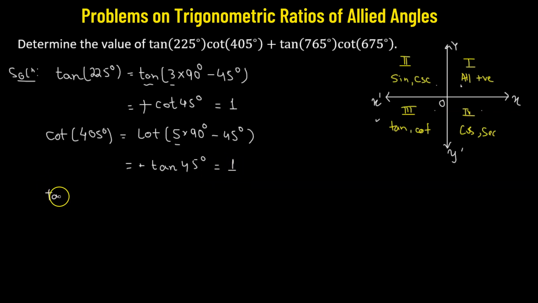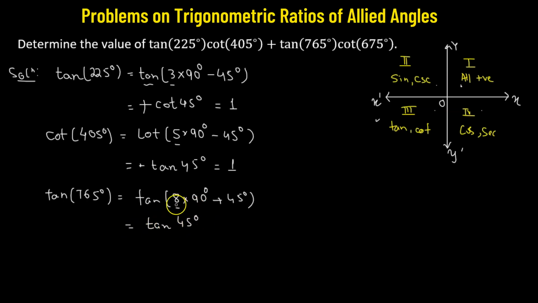Next we go to tangent of 765 degrees. Now we can rewrite 765 degrees as 8 times 90 degrees. So that corresponds to 720 degrees. But we are still short of 765 by 45 degrees, so we will add 45 degrees to it. Now we have an even multiple of 90 degrees. The tangent is going to remain as tangent. So we have tangent of 45 degrees.